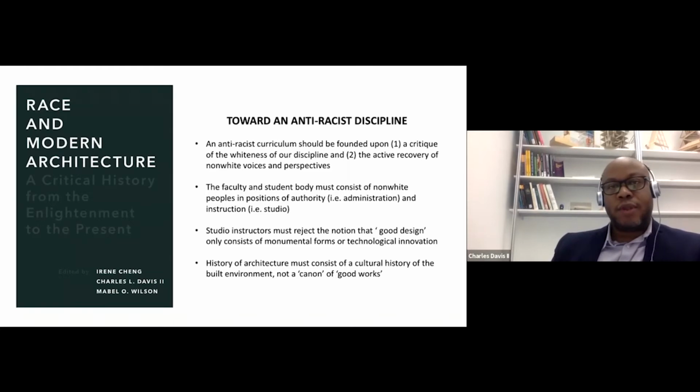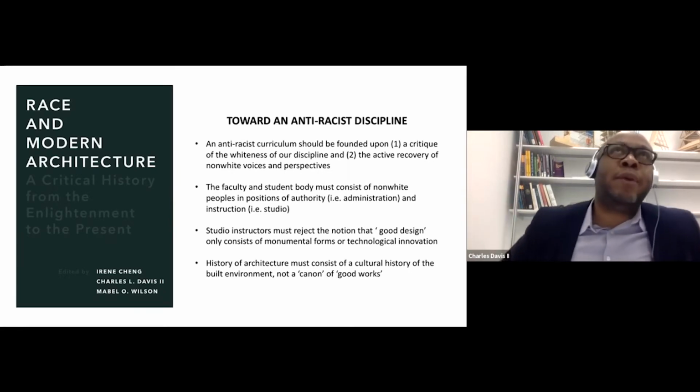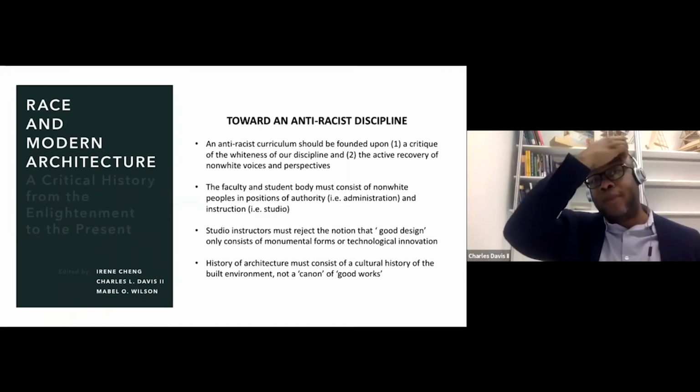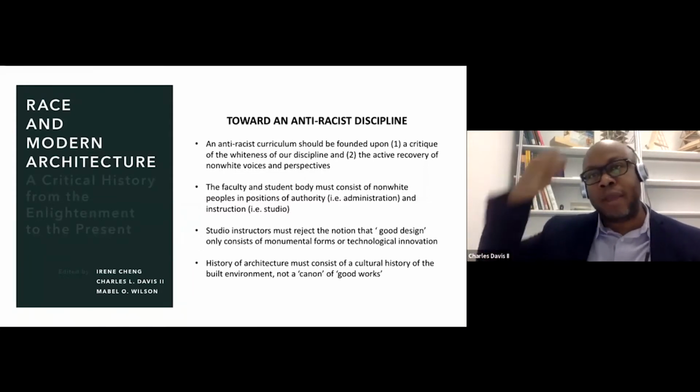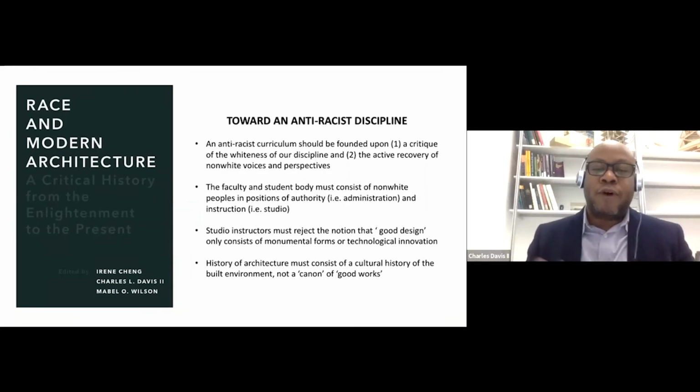There are more, but these are the ones I'll focus on here. First is that an anti-racist curriculum must be founded upon a critique of the whiteness of our discipline. And I'll just say this without naming names, but there are some people in Ivy League schools who are trying to reform the discipline without first critiquing its whiteness, by saying that the aesthetics of the practice and the discipline are accessible to all communities, and that somehow this equal accessibility and equal agency, as if aesthetics can be equal to politics or social agency on its own, really tries to revise the project of formalism without first critiquing whiteness.